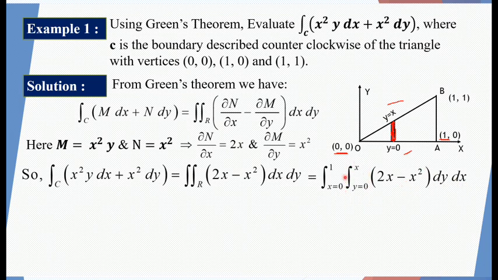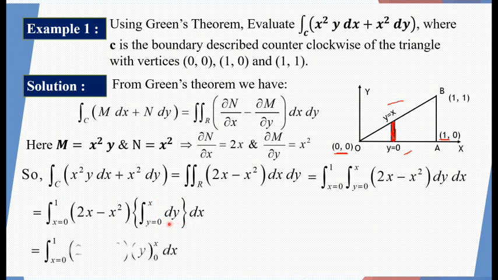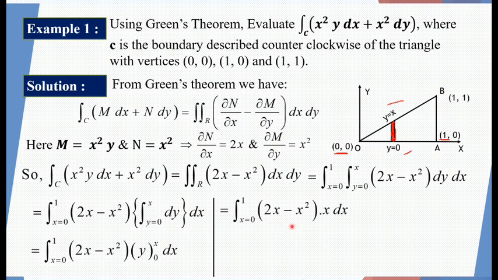So first we have to integrate with respect to y. For y, this 2x minus x square is treated as a constant, so we can take it outside the integral. So it is the integral y equals 0 to x of dy, dx. The integral of dy is y under the limit 0 to x. When we put the limit, it will convert into x. So integral x equals 0 to 1 of (2x minus x square) into x dx.